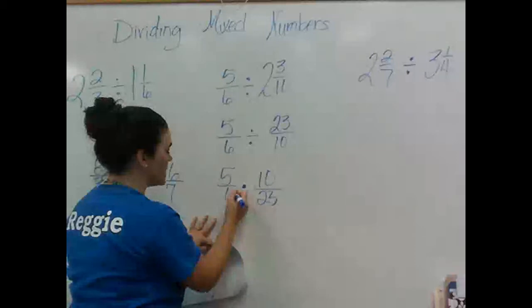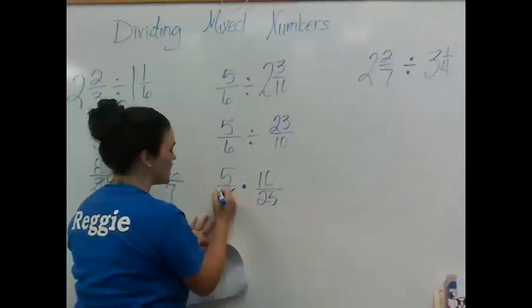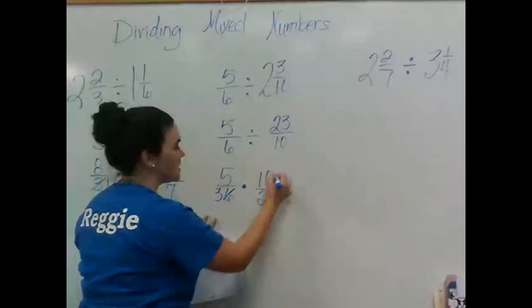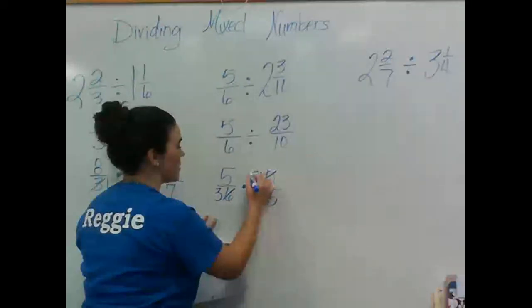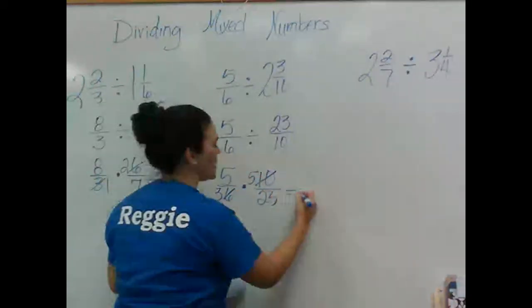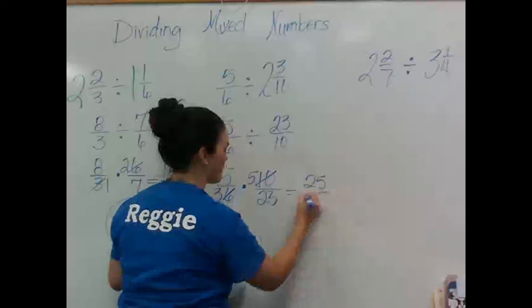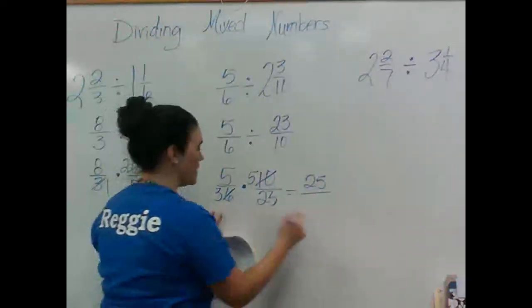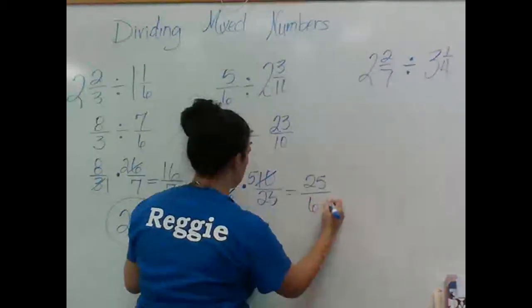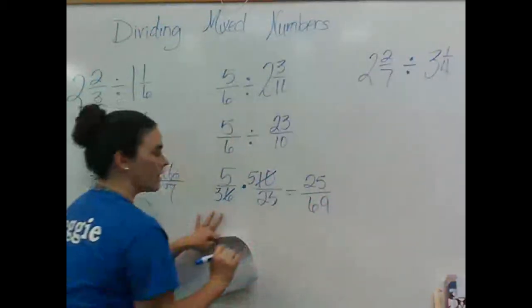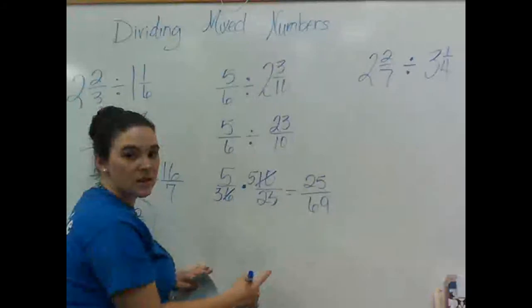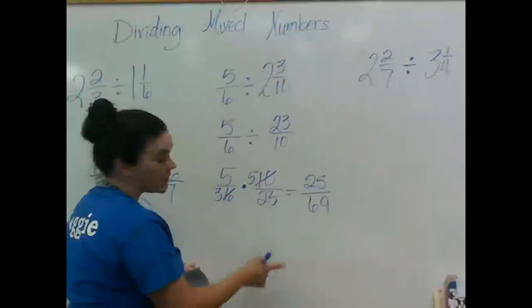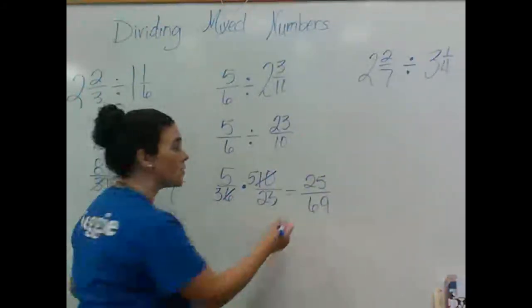6 and 10 are both divisible by 2. So 6 divided by 2 is 3. 10 divided by 2 is 5. 5 times 5 is 25. 3 times 23 is 69. Okay, and now I try to simplify. There's nothing that they have in common, so I'm done.